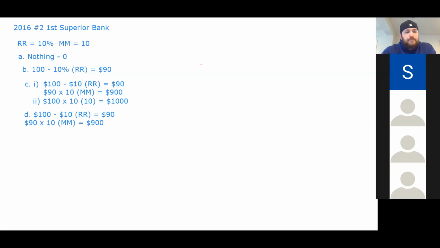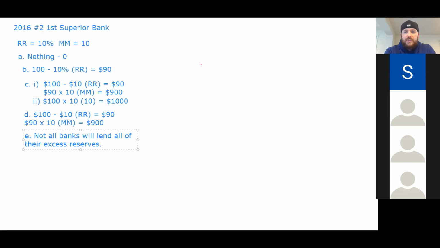Let's look at E. Provide one reason why the actual change in the money supply can be smaller than the maximum change you identified in Part D. Okay, there are a couple different things that you can put for this answer. One of the ones I like to say is not all banks are going to run themselves all the way to the maximum of their leverage.